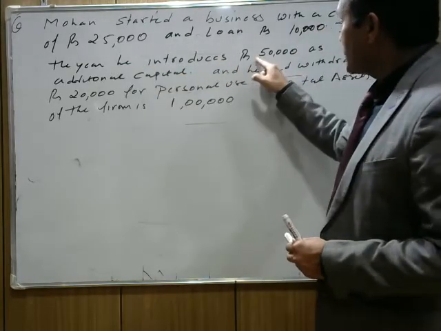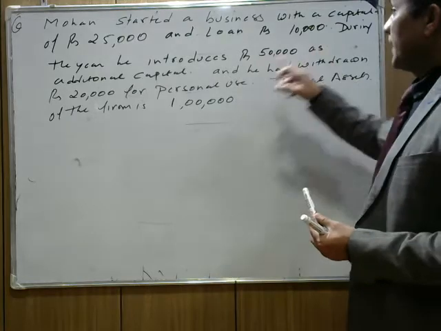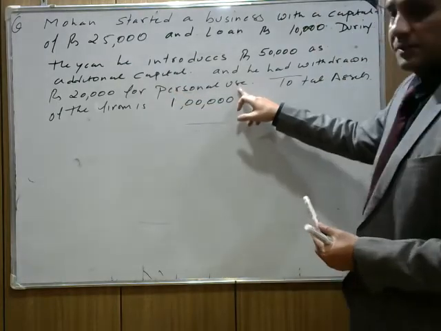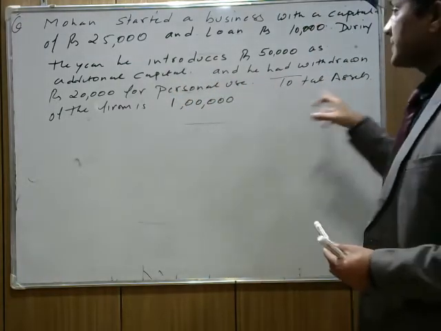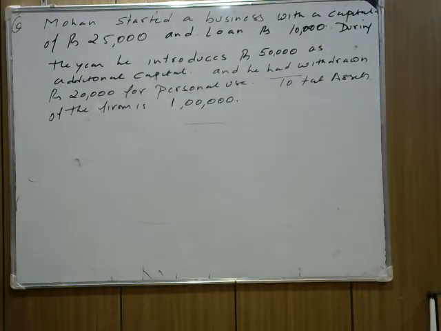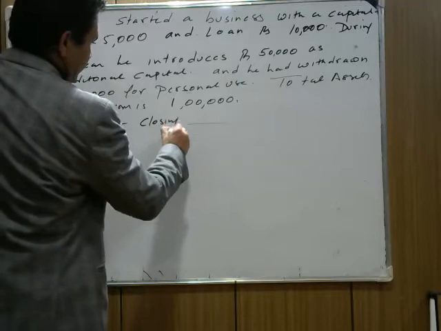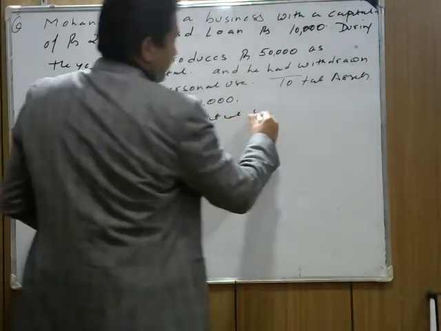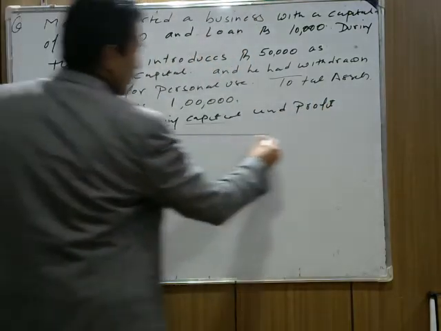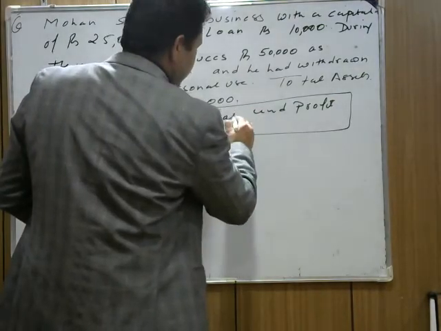During the year, he introduces 50,000 as further capital. It means he brings 50,000 more into his business as additional capital, and he withdrew rupees 20,000 for personal use. It means his drawing is 20,000. The total asset of the firm is given as 1 lakh. You need to calculate closing capital and profit. You need to find two things.